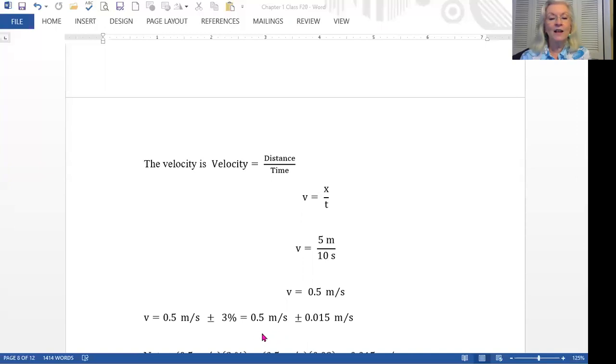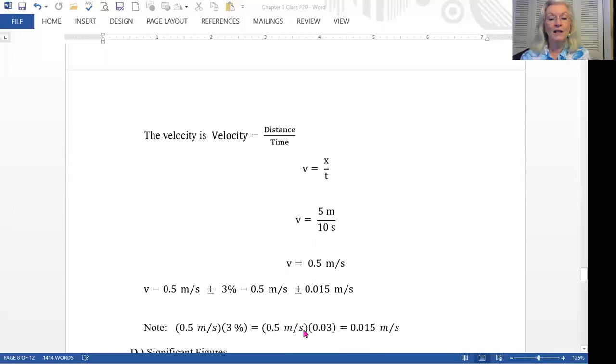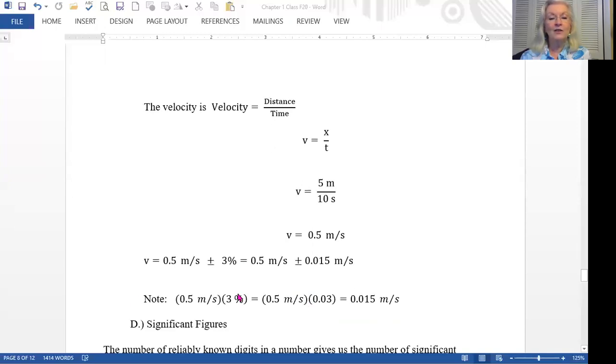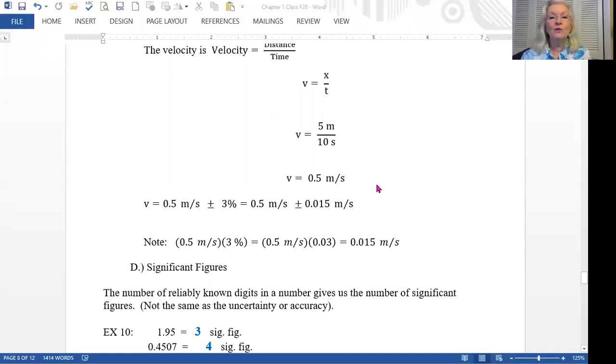And we can calculate that 3% of 0.5 meters per second is 0.015 meters per second. We are actually not going to do this. I wanted you to see an example so you'd understand what we meant. You're not going to be expected to do it. You're expected to know when it's used. So adding percents is used when you multiply or divide numbers to get an answer, but we're not actually going to do it. And again, this just shows you where I got the 0.015 meters per second.